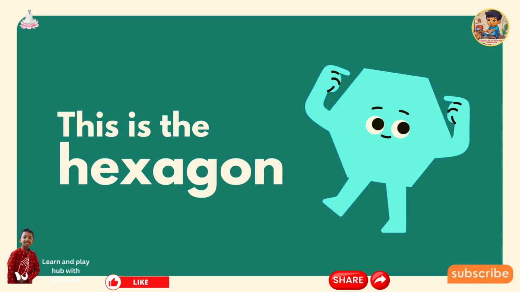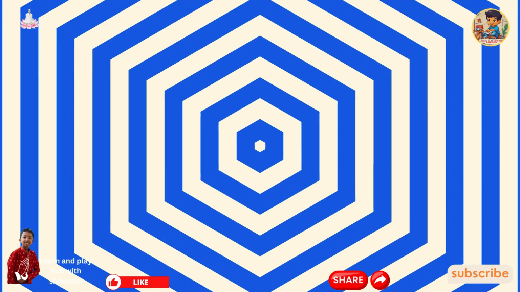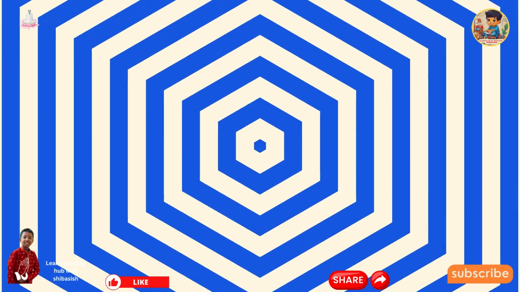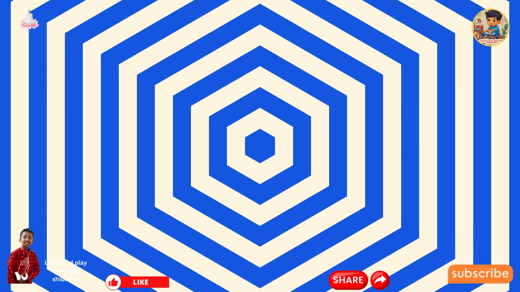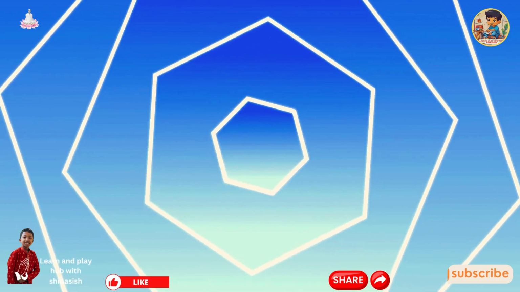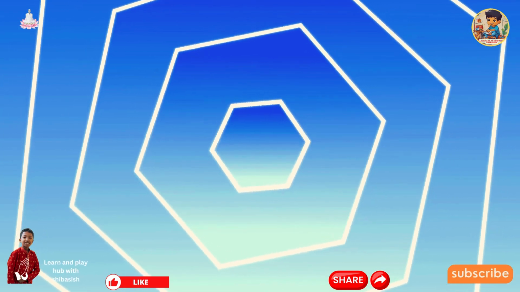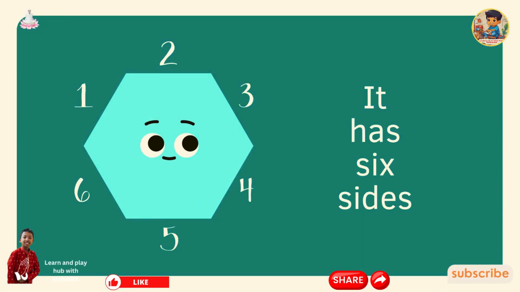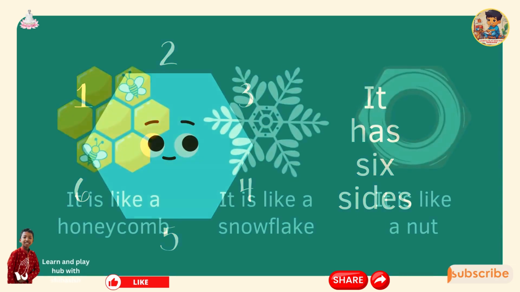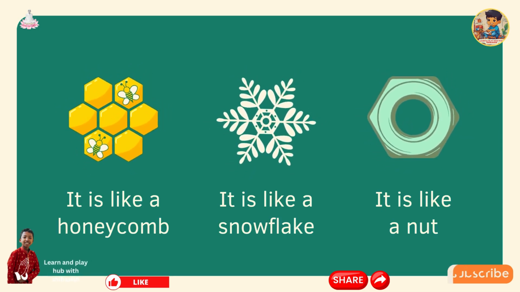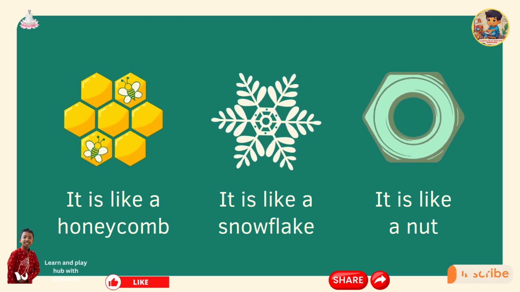This is the hexagon. Hexagon, hexagon, hexagon. It has 6 sides. It is like a honeycomb. It is like a snowflake. It is like a nut.